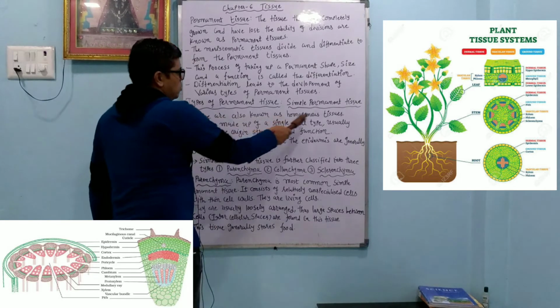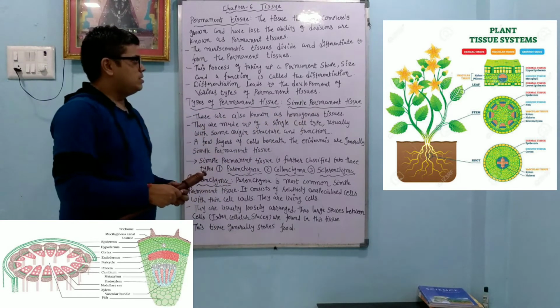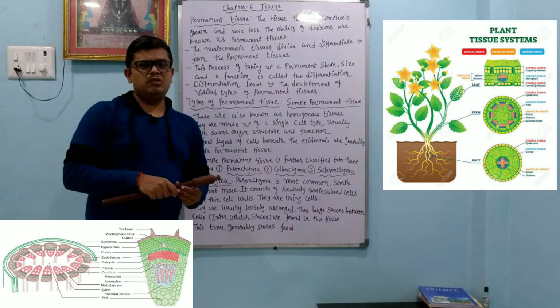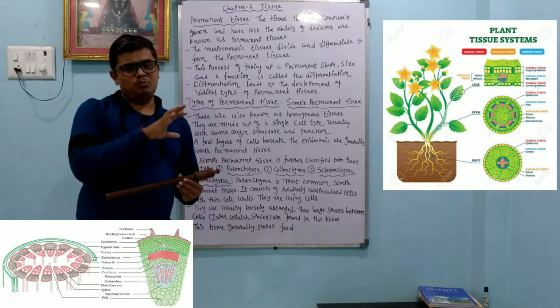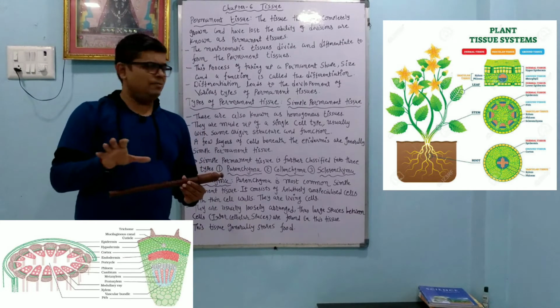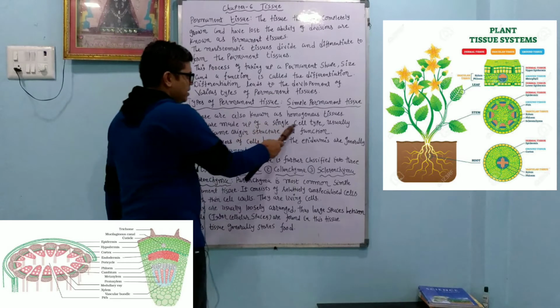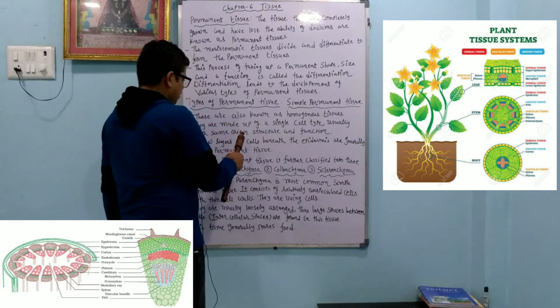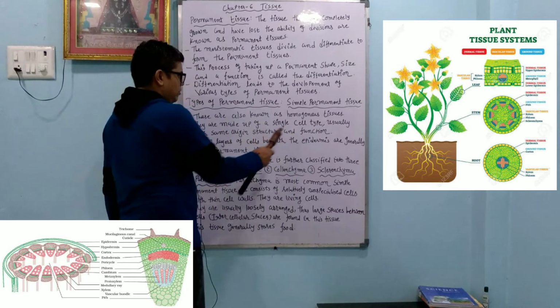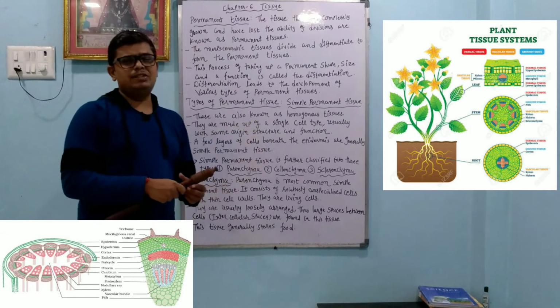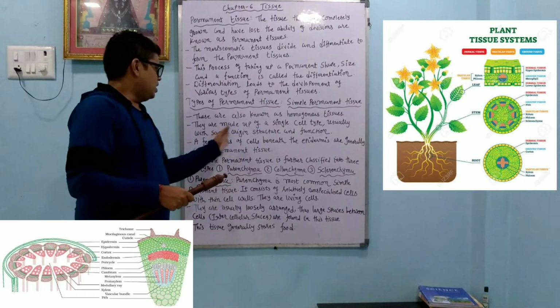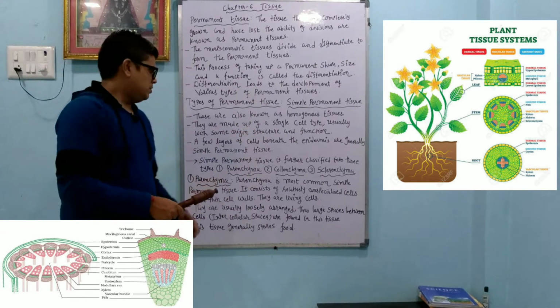These are also known as the homogeneous tissue. The simple permanent tissue is also known as the homogeneous tissue because most of them are the same. They are made up of a single cell type, usually with the same origin, structure and function.